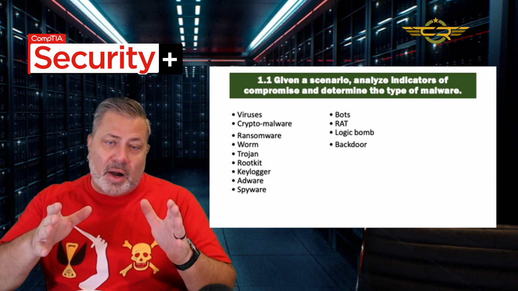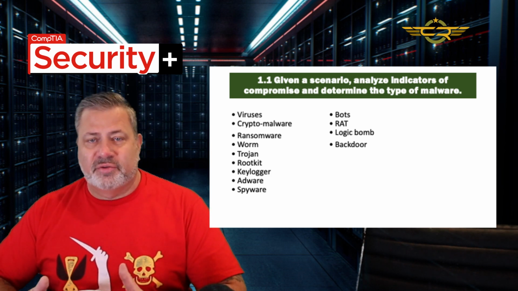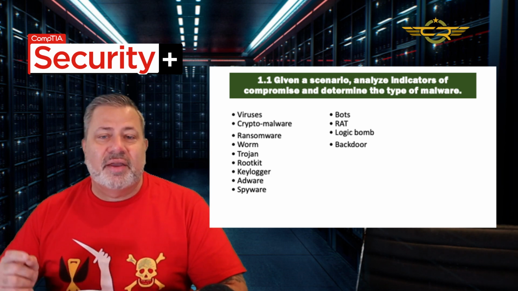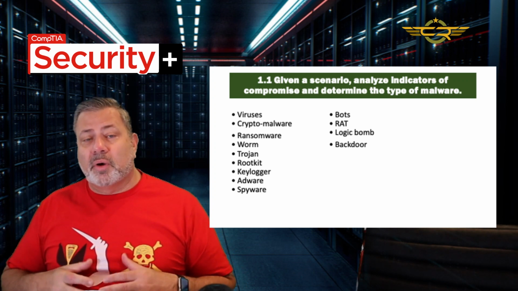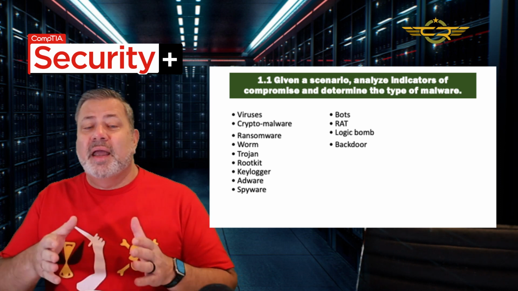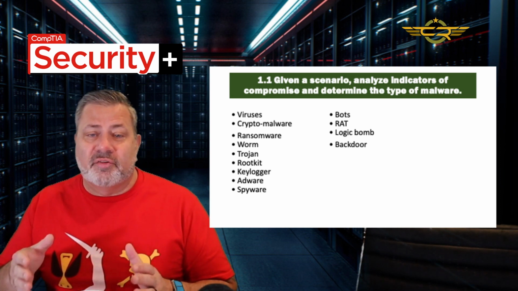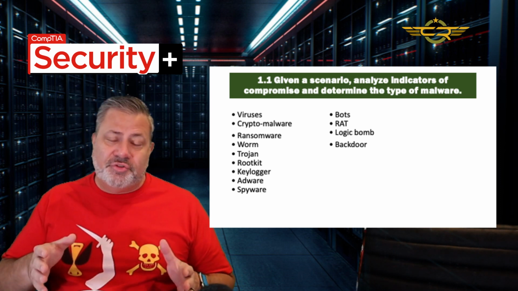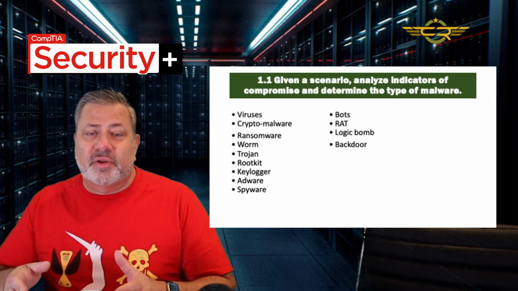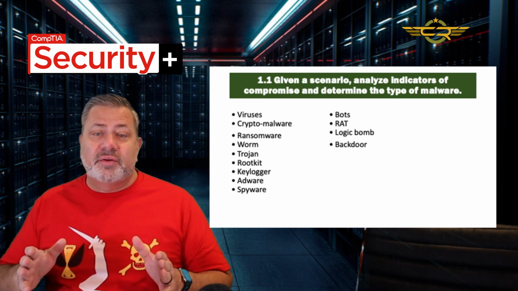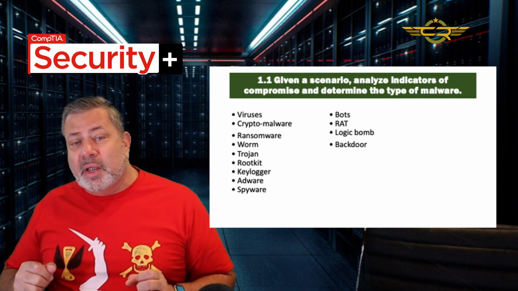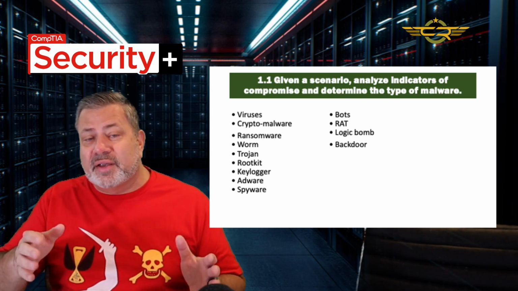So our subdomain 1.1, or this topic, is given a scenario, analyze indicators of compromise, and determine the type of malware. So in this part, we're going to be able to tell the difference between all of these different types of malware. Each of them has their own unique characteristics. They're going to allow you to pick it out from a lineup. So when you get done with studying for the exam, you're going to want to be able to tell the difference between everything listed on this.